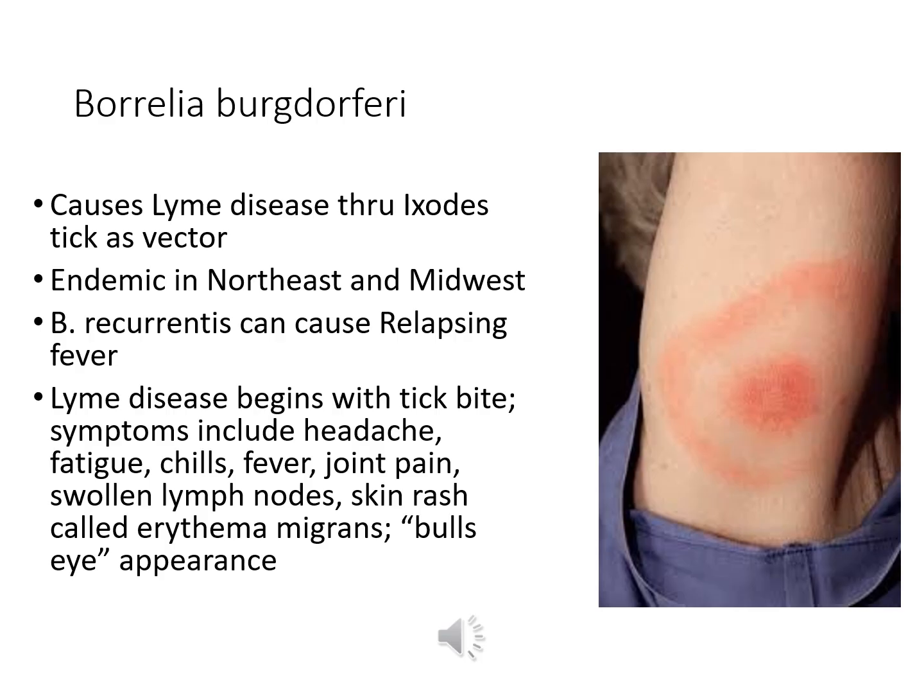Lyme disease begins with a tick bite, and symptoms will include headache, fatigue, chills, fever, joint pain, swollen lymph nodes, sometimes a skin rash called erythema migrans, and then sometimes they also have that bullseye appearance where the tick bit them, as you can see in the picture. Lyme disease can be difficult to diagnose. It's usually more of a rule out kind of thing, especially if the patient doesn't know they've been bitten by a tick.